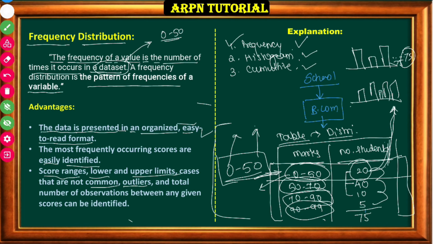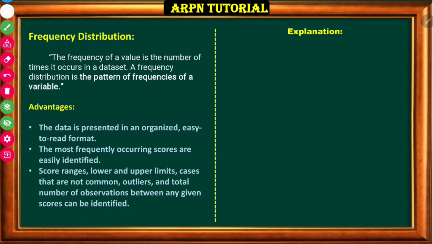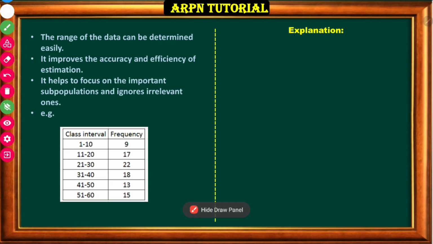And the total number of observations in any of the ranges we can identify. Like I said, we can simply identify how many students are between 0 to 50, that is 20 students. All right, so this is the advantage. Let's see the next one. The range of data can be determined easily. As I said, we can easily determine the data. It improves the accuracy and efficiency of the estimation.